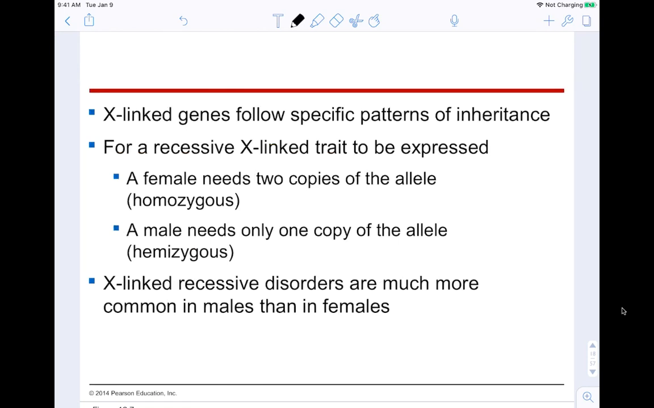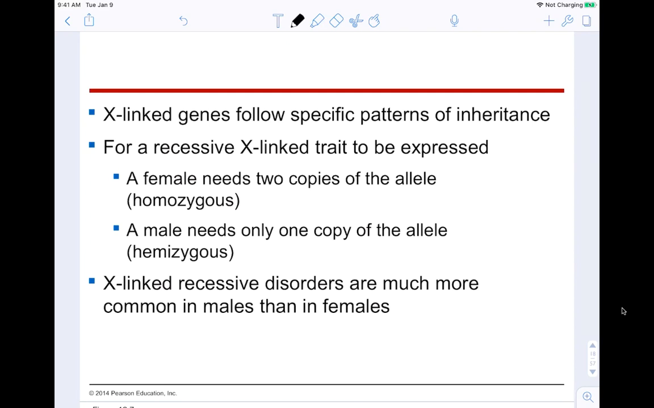So the X-linked genes follow specific patterns of inheritance. For a recessive X-linked trait to be expressed, the female needs to have 2 copies of that allele. That would be a homozygous female. So she has an X from her mom and an X from her dad that both carry a recessive trait. Therefore, she will have that trait.